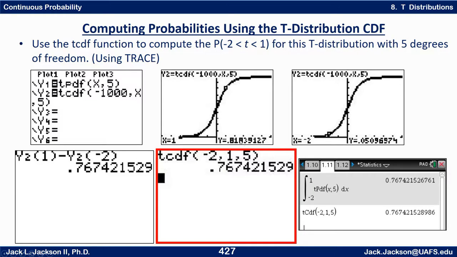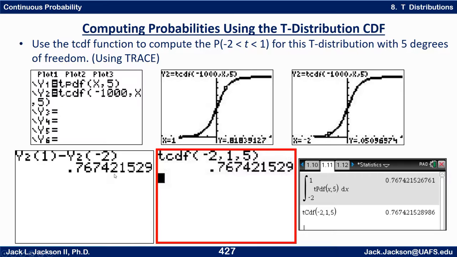And you want to subtract those two, the 0.818 something minus the 0.05 something. Subtract those two, and that gives you the probability. Now you can also do that from the home screen then as just Y2, the CDF that I've got in Y2, so Y2(1) minus Y2(-2). That'll give it to you.